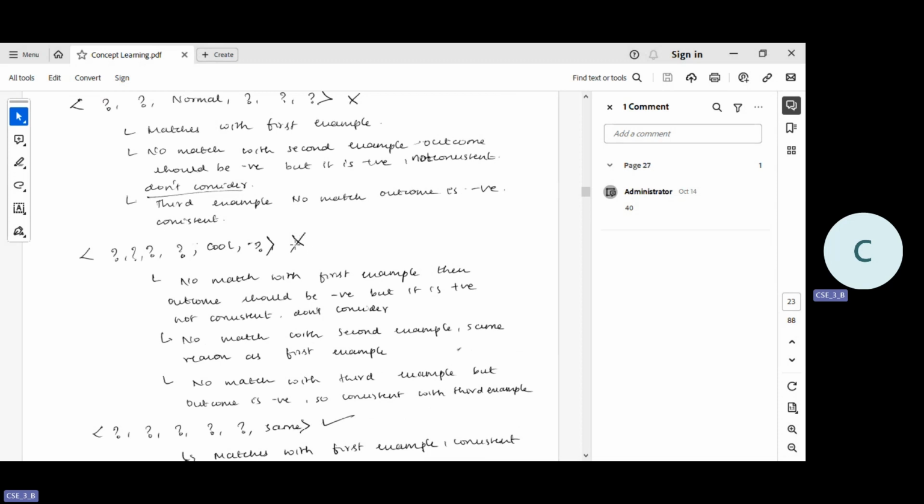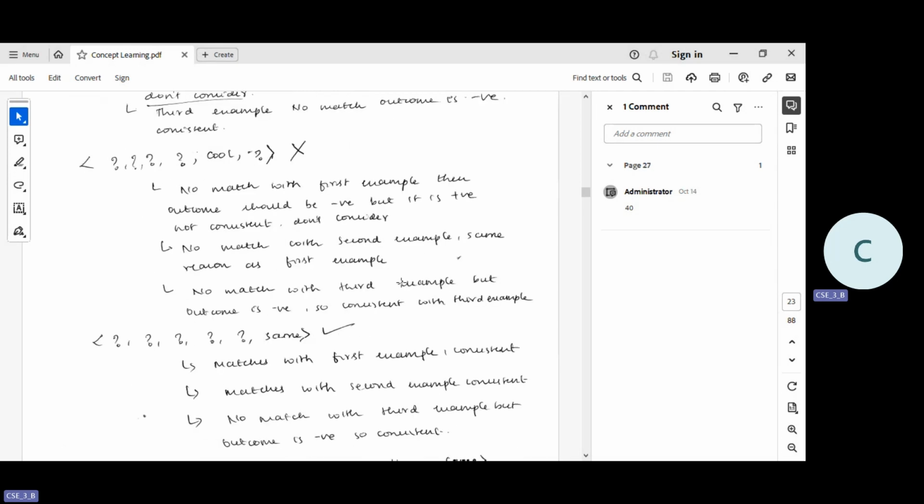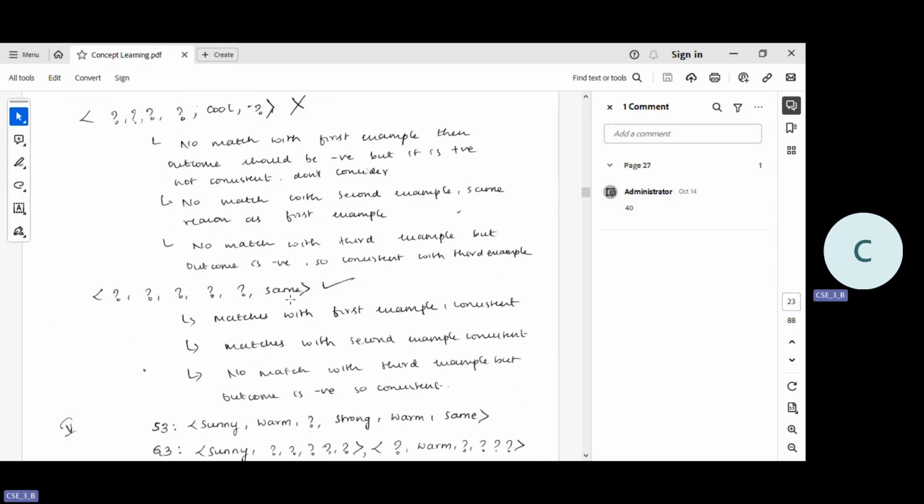So we have to find the hypothesis which is consistent with the training examples. Still not, because so far we have only encountered the negative example. So till now these hypotheses are not consistent. So next we focus on the next hypothesis, all question marks and then same.